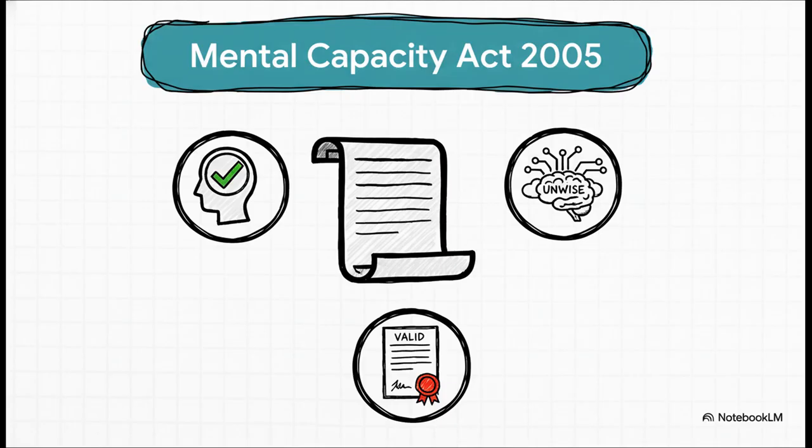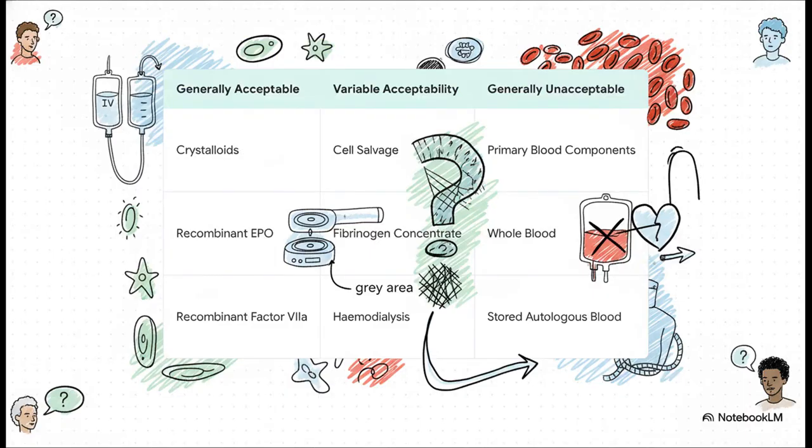We have to start by assuming every patient has capacity. And this is a big one: just because a decision seems unwise to us, that does not mean the patient can't make it. And if there's a valid advance decision in place, we have to respect it. Period.